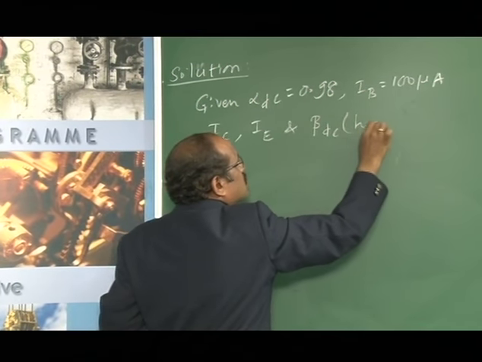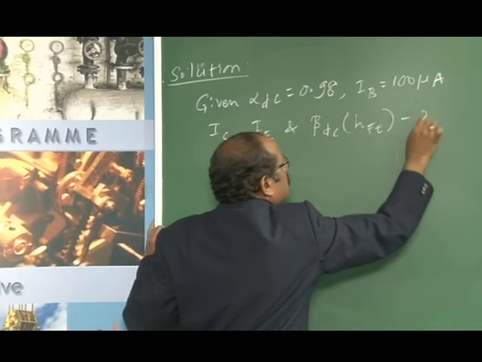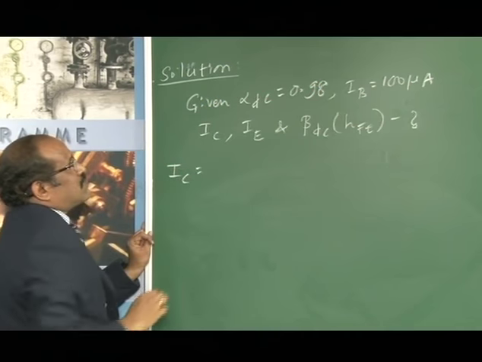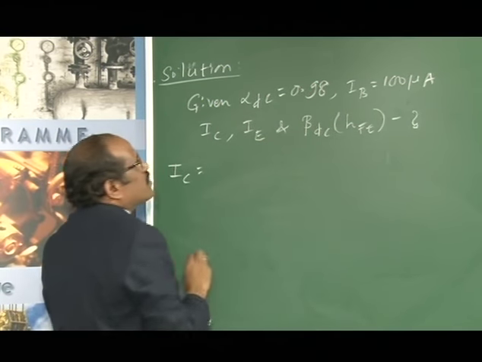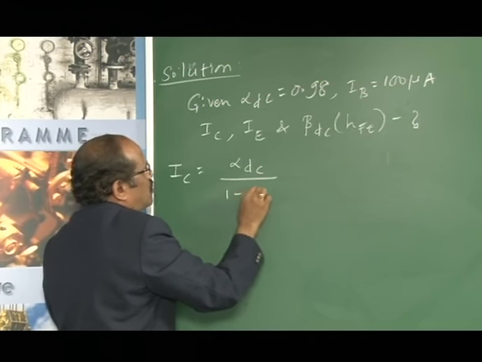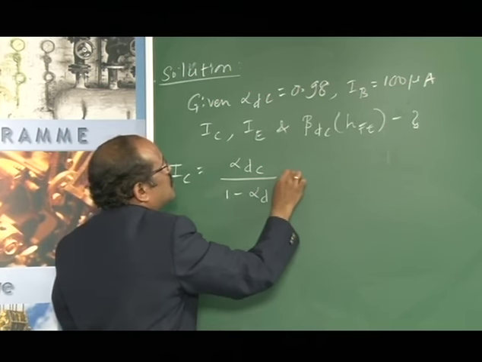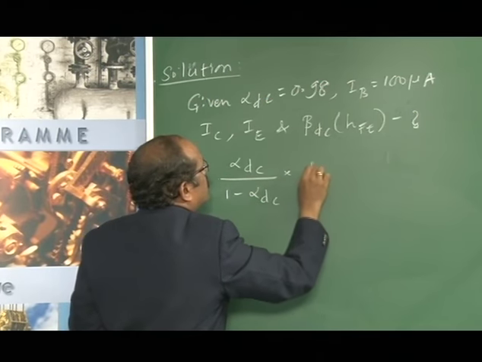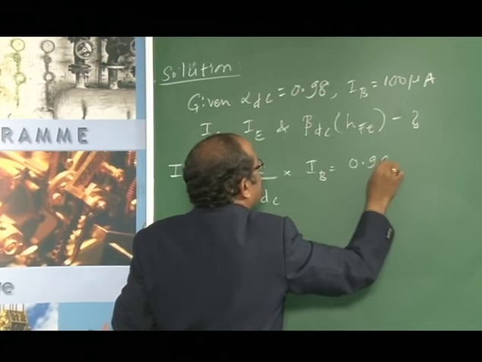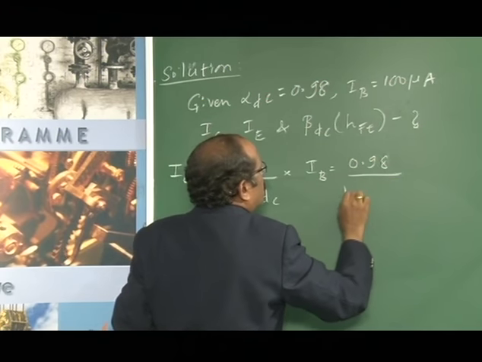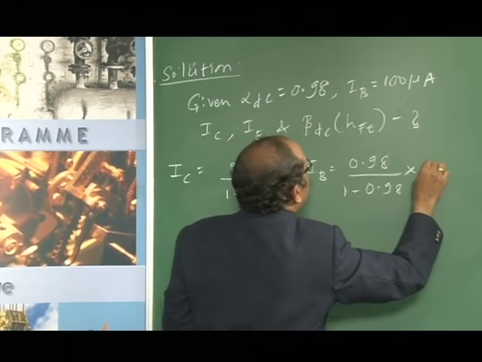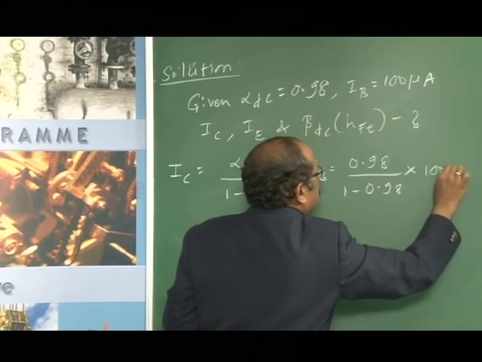Beta DC is also called HFE. This we need to calculate. So what is the answer? IC we know in terms of alpha DC and IB. It can be given as alpha DC divided by 1 minus alpha DC, into IB. So this is 0.98 divided by 1 minus 0.98, into IB. IB is 100 microamperes.